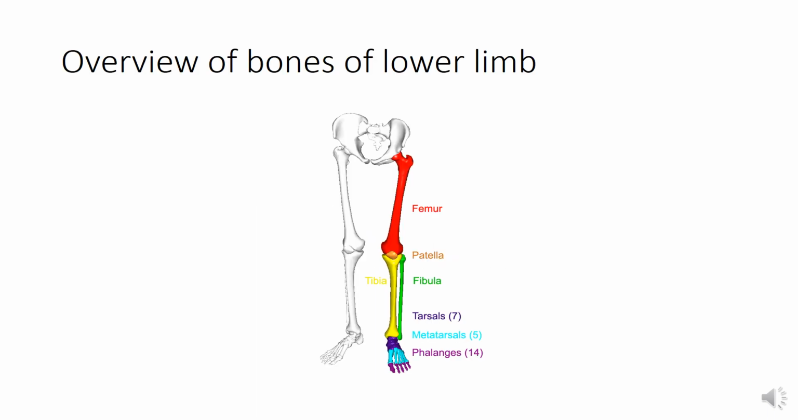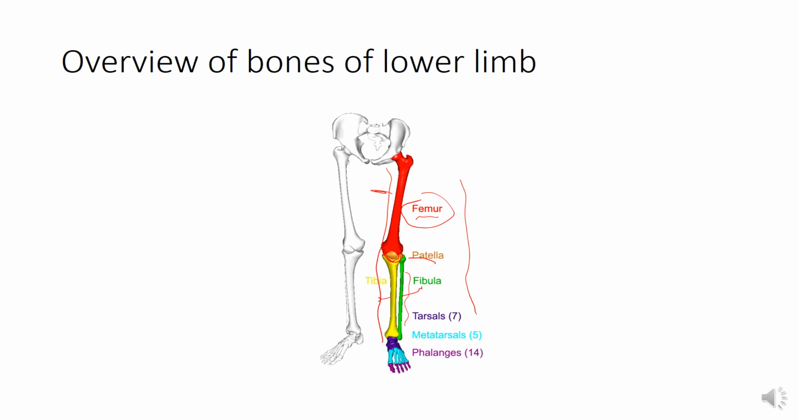So an overview of bones of the lower limb. You can see here, this is the lower limb or the lower appendage, appendicular skeleton, and the bones include the femur, which is located in the thigh region. Then in the leg region there are two bones. Medially is the tibia and laterally is the fibula. And between the tibia and the fibula anteriorly lies a large sesamoid bone, which is known as patella.